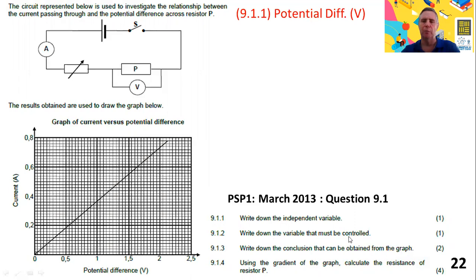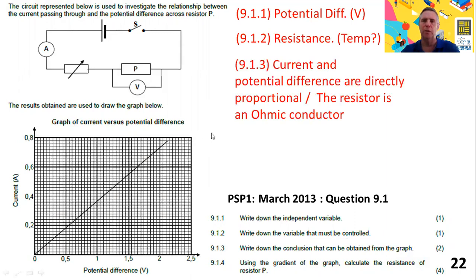9.1.2, write down the variable that must be controlled. Well, of course, the resistance must be constant, or temperature must be controlled, either one of those. 9.1.3, what is the conclusion that can be obtained from the graph? Well, it's a straight line through the origin. The conclusion is that current and potential difference are directly proportional. Or you could say that the resistor is an ohmic conductor.